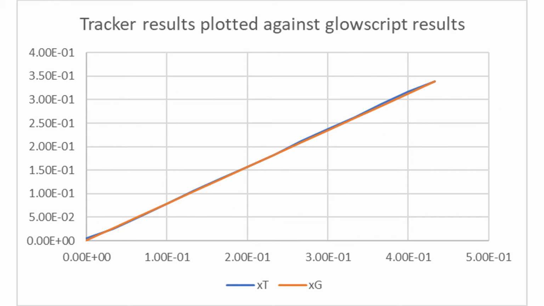So this is what we get, and as you can see, it's pretty good. They're pretty close. So our line from GlowScript is pretty close to our line from Tracker. We're very near a constant velocity, or at least it would appear so from our motion graph.